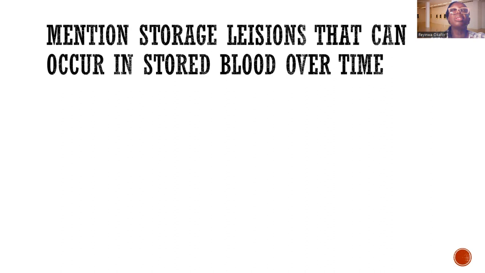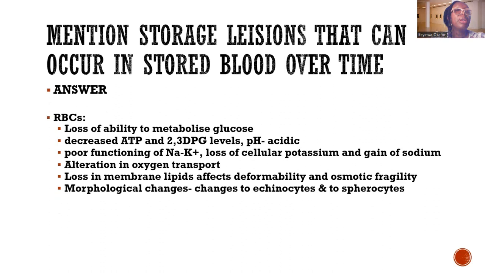Mention storage lesions that can occur in stored blood over time. Answer. Red blood cells: when blood is stored over time, there may be loss of ability to metabolize glucose. There will be decrease in ATP and 2,3-diphosphoglycerate levels. The pH may become acidic.